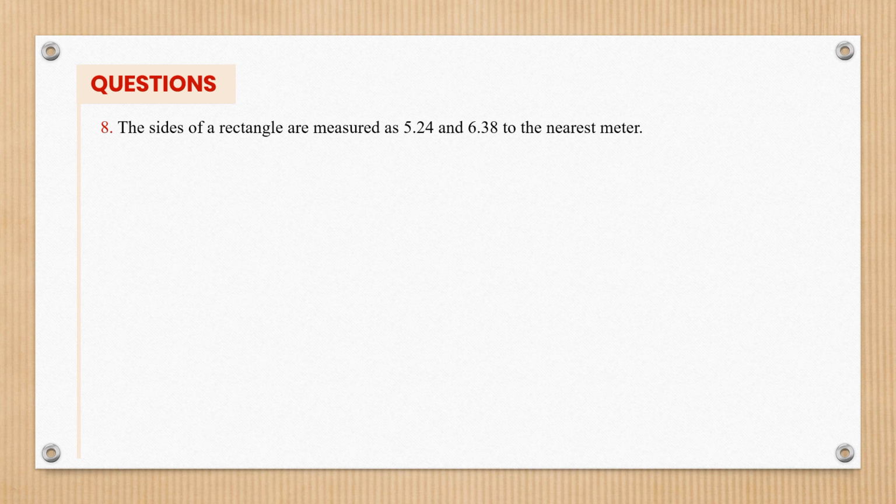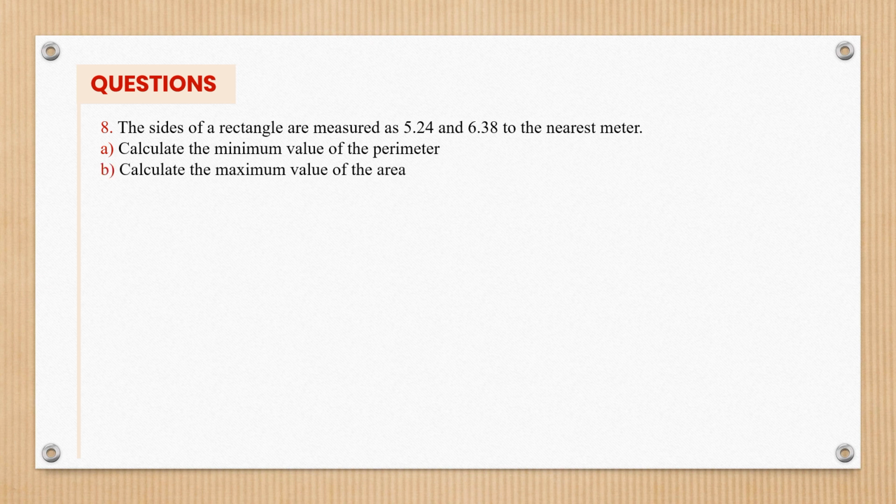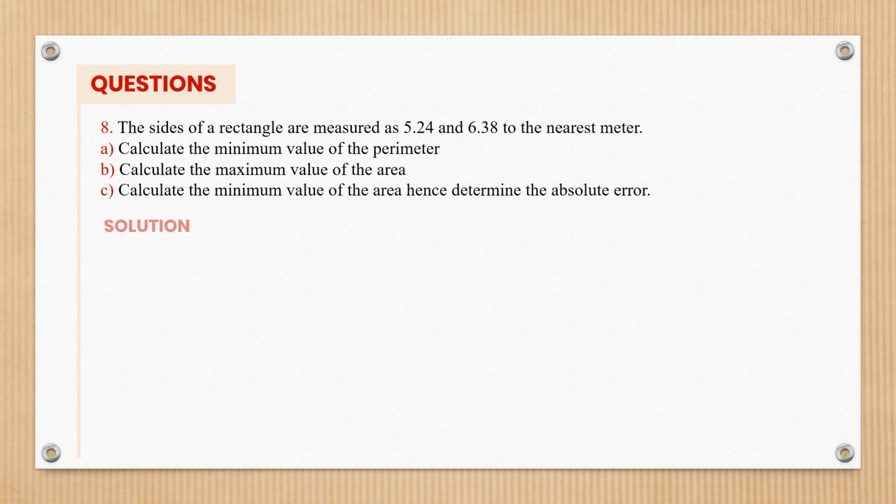Alright, so moving on to the next question. We're being told that the sides of a rectangle are measured as 5.24 and 6.38 to the nearest meter. We're told to calculate the minimum value of the perimeter, calculate the maximum value of the area, and then part C, calculate the minimum value of the area. Hence, determine the absolute error.